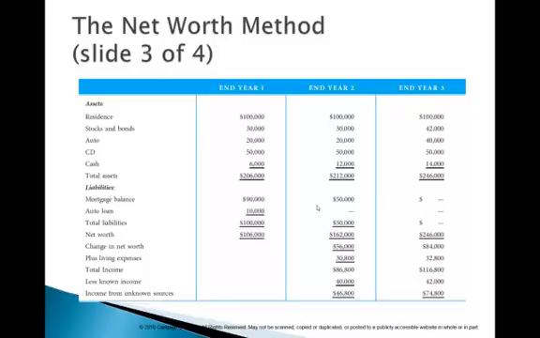And if we carry that over to year 3, you can see that their total assets went up to 246,000. In year 3, they've paid off their liabilities, so their net worth is 246,000. That means their change in net worth from the 162 the year before is now 84,000.